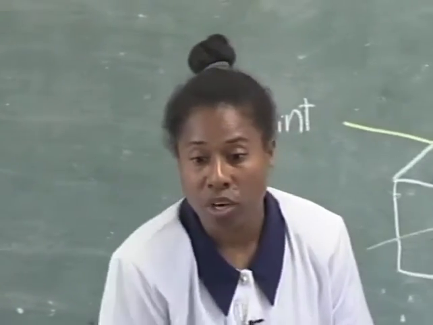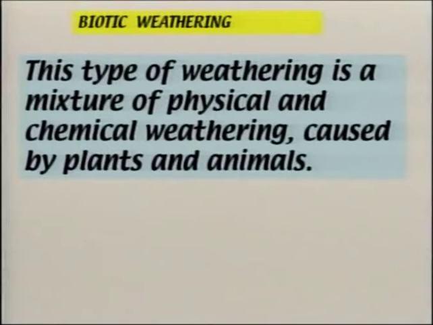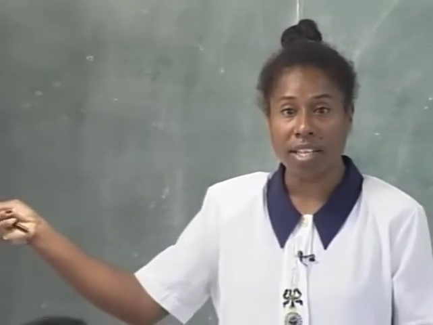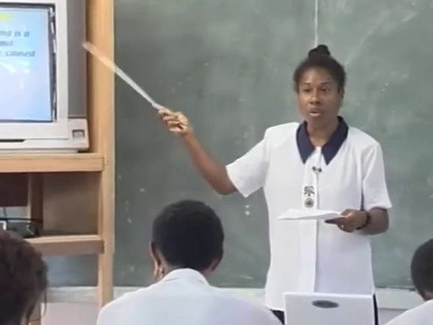Okay, a definition is now given of what biotic or biological weathering is. It says it is a type of weathering where you have a mixture of both physical and chemical weathering, but it is mainly caused by plants and animals. So when we're looking at biological, biotic, we're looking at mainly actions of plants and animals. So any type of weathering in which plants and animals are involved, we can consider as biotic or biological.